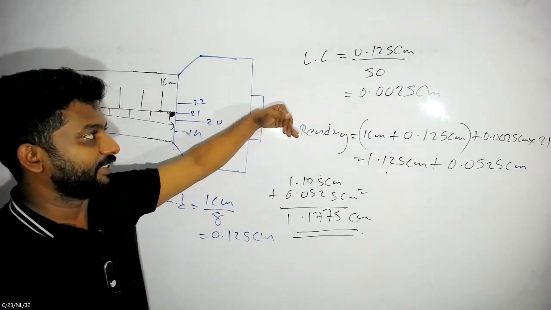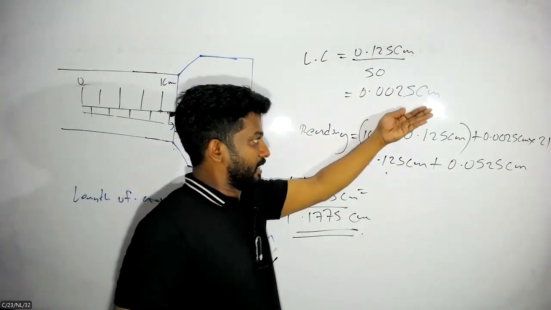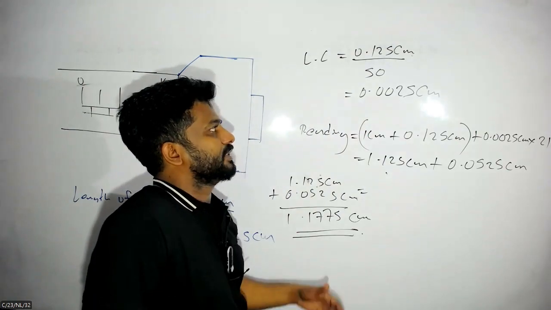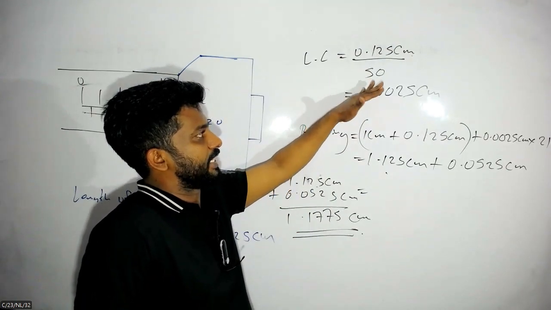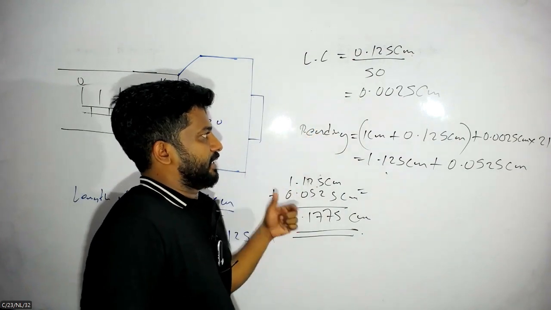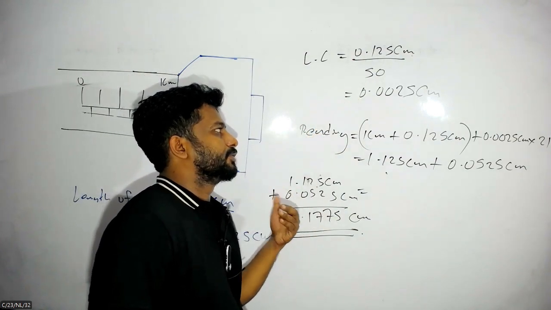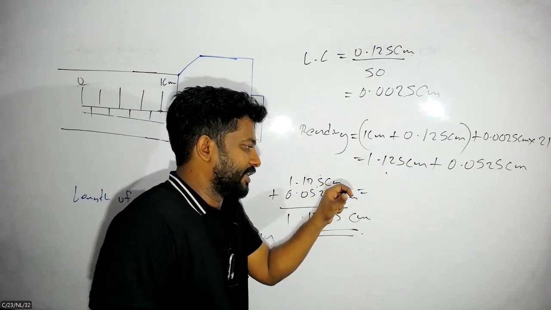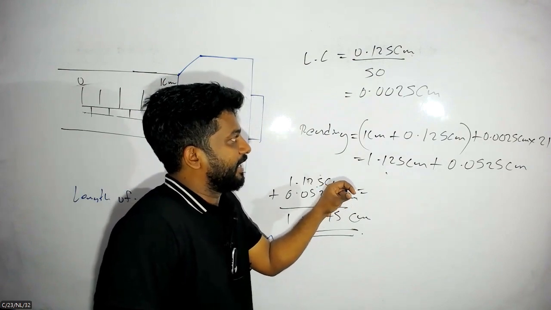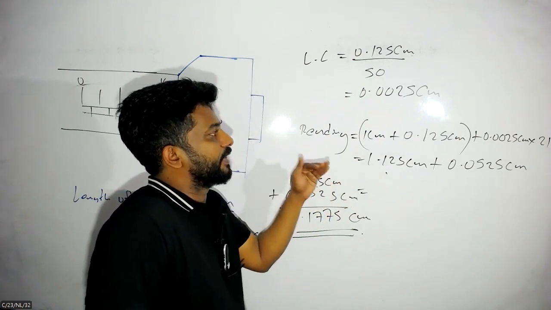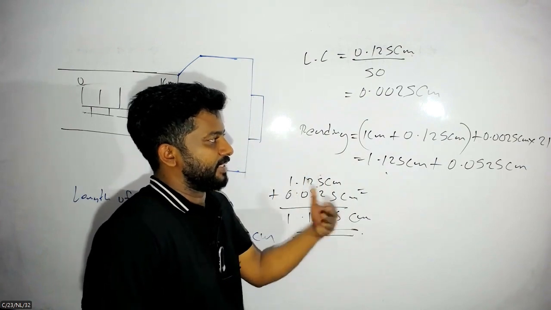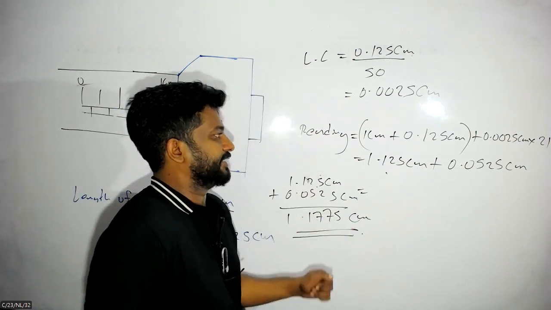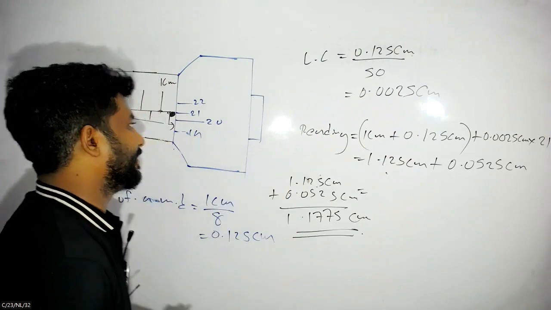Then you can find the axial distance corresponding to one rotation of one division in the circular scale, the least count. It is equal to 0.125 centimeter divided by 50. That is, the least count is 0.0025 centimeter. That is, when you rotate one division in the circular scale, this screw will move 0.0025 axial distance along the axis of the spindle, right? Then you can obtain the reading.